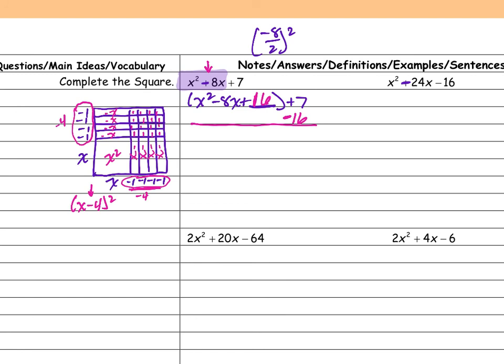Notice where I'm subtracting 16. I'm not subtracting 16 from anything inside the parenthesis. I'm subtracting 16 from whatever's on the outside of the parenthesis. I'm being very meticulous about where I place my subtracts. Does that make sense to everyone? I've done it the same place every single time. So then this becomes x minus 4 squared, because this is a minus, and then 7 minus 16, which is negative 9. And that's it. Beautiful.